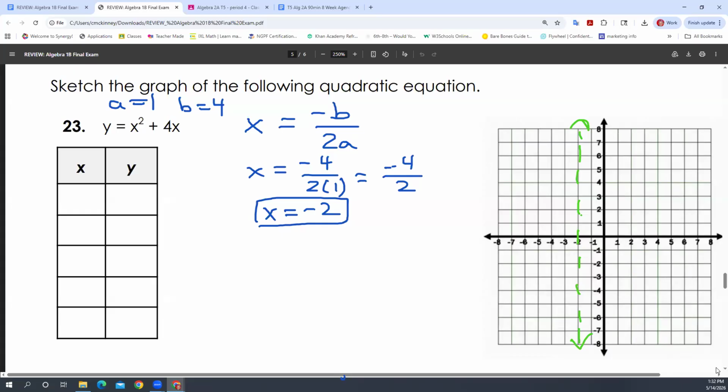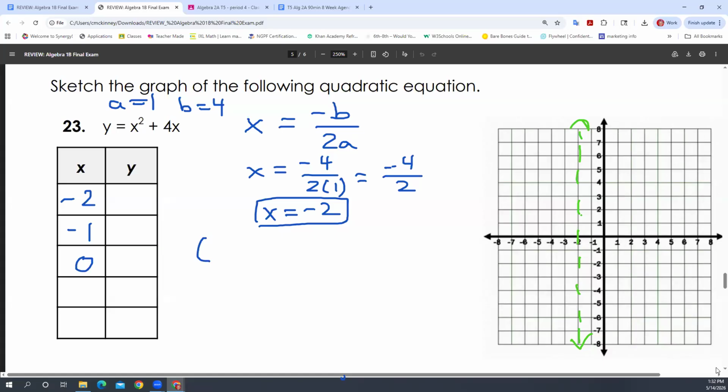So my vertex, my axis of symmetry always goes through the vertex. So I know I want to use negative 2 as one of my x's. And then what I would recommend is add 1 to that and make negative 1 and add another one and make 0. And we're going to use 3 points and then we're going to mirror those 3 points. So you would not necessarily have to fill out the whole table because you're going to use mirroring or the symmetry. So now we plug in negative 2 to find the rest of our vertex.